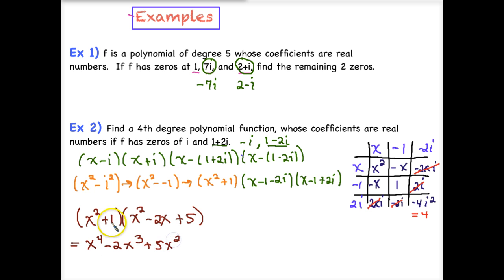And now we're on to the 1. 1 times anything is just going to be that anything. And then finally, I would just need to combine my like terms, so I would get x to the 4th minus 2x cubed plus 6x squared minus 2x plus 5. And that's my 4th degree polynomial.